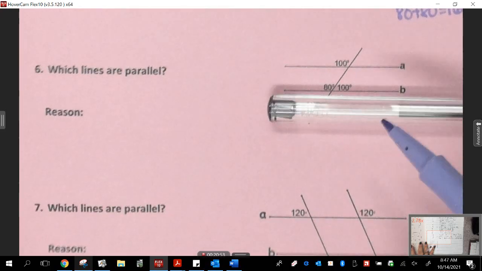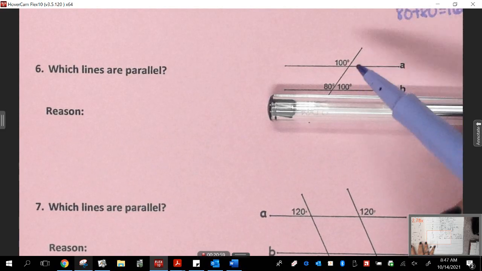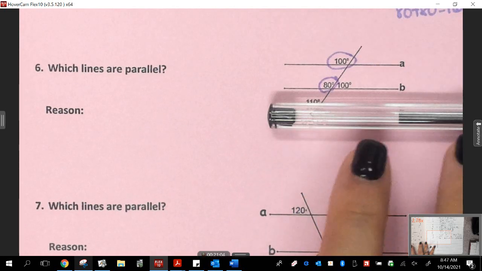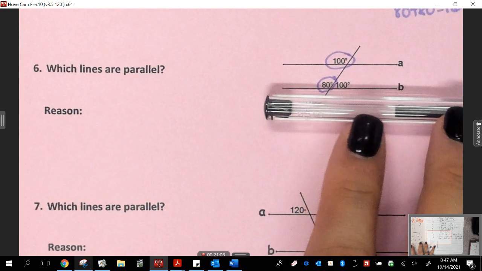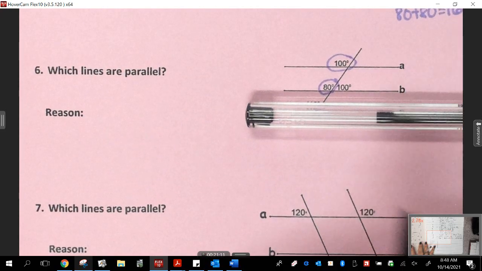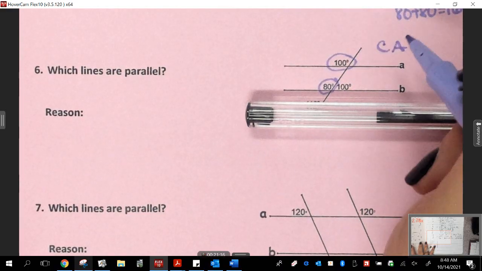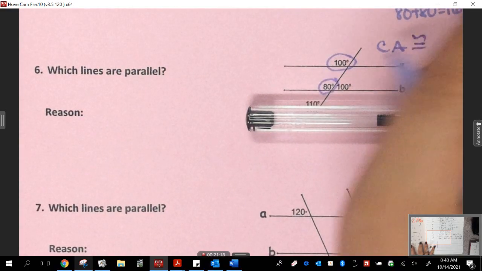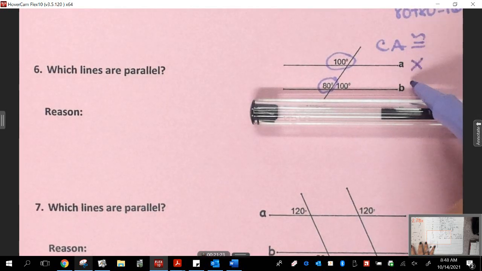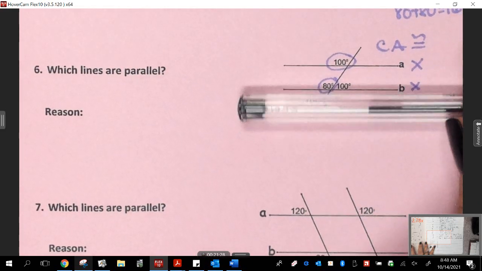All right. Number 6. Look. What do I have? CA. I have CA. Is CA congruent or supplementary? Are these congruent? Are these the same? So A and B are not parallel. They are not the same. Now what?